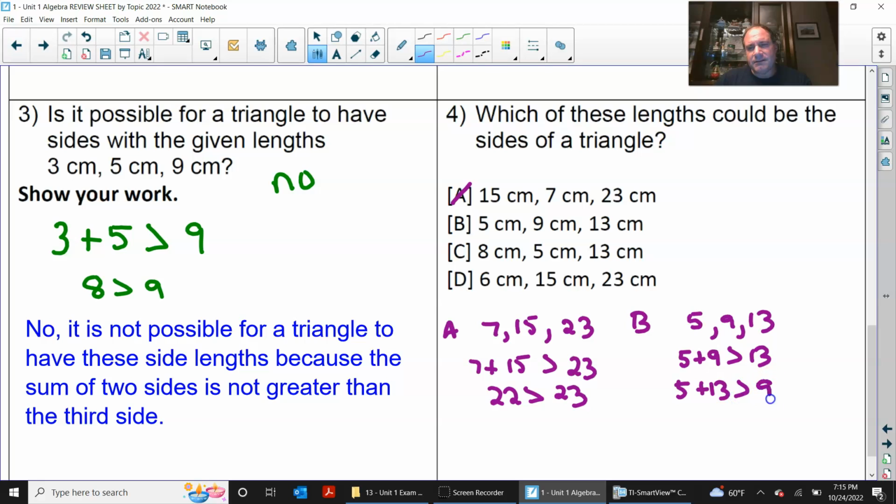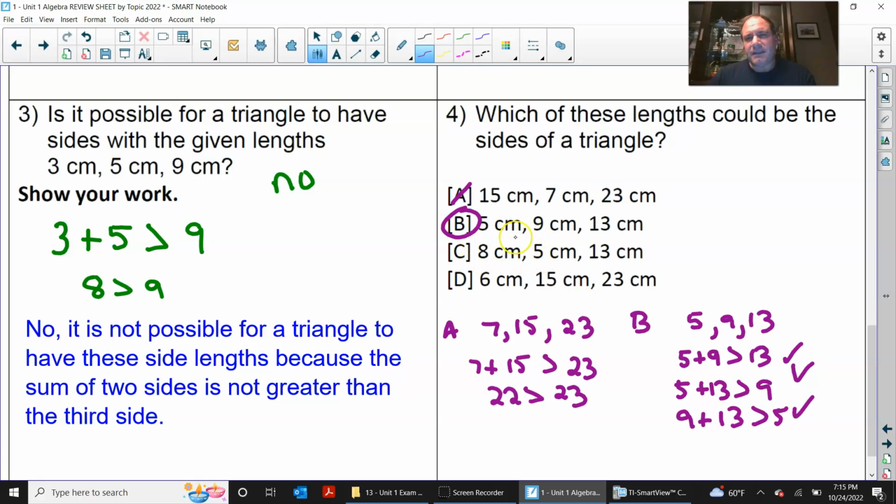Greater than 9. Yes, it is. Then I'm going to do 9 plus 13 is greater than 5. So all of these work out. This is it. You could do the first two, and if they're not greater than the third, you'll see it right off the bat.